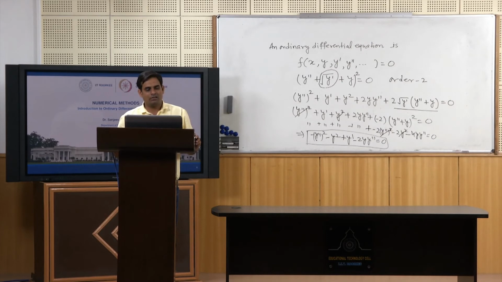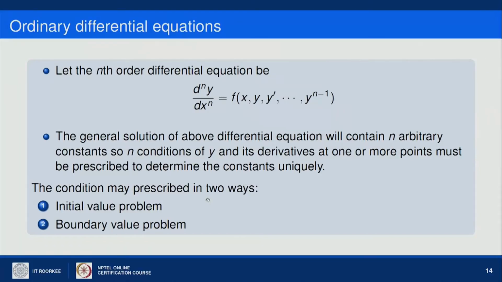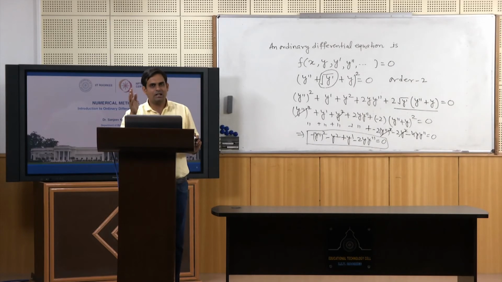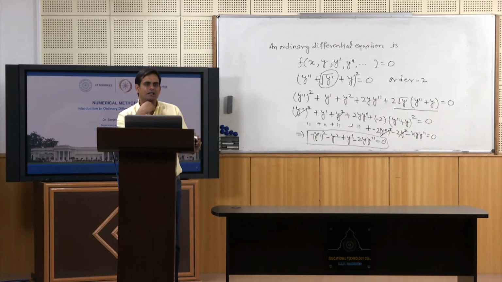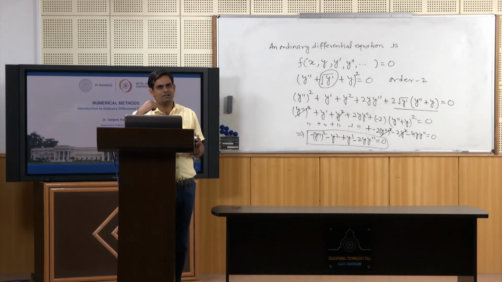So, there are two types of conditions in the case of ordinary differential equations. One is called initial value, another one is boundary value. That means if initial conditions are given to you, the differential equation together with the initial conditions is called an initial value problem. However, if boundary conditions are given, then the differential equation with those boundary conditions is called a boundary value problem. So, let us take some examples of this.